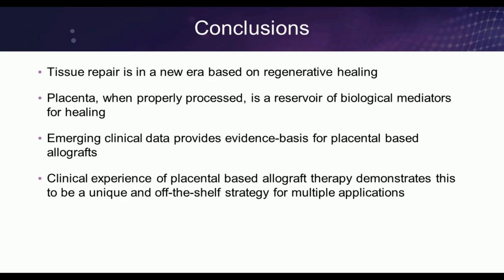The placenta tissue itself provides a reservoir of these biological mediators for healing. And I hope I've been able to show you that the placenta is one of the tissues with the highest regenerative capacity in the human body, which makes sense. They're the things that really are allowing new babies to form and grow.